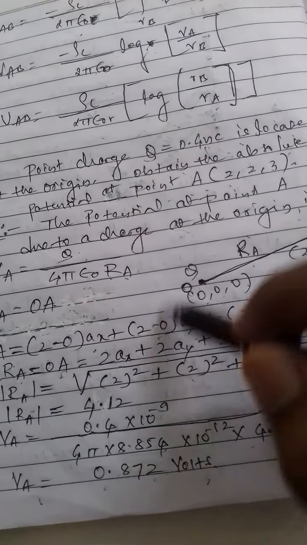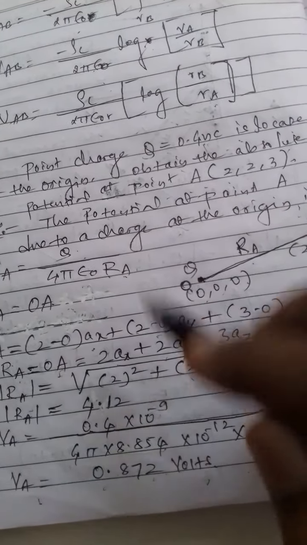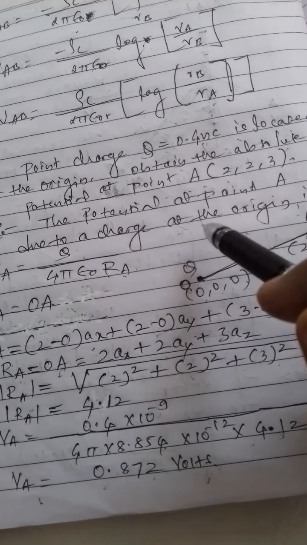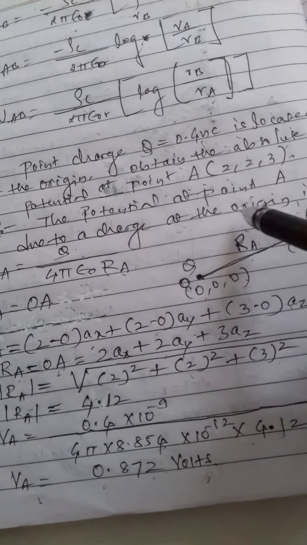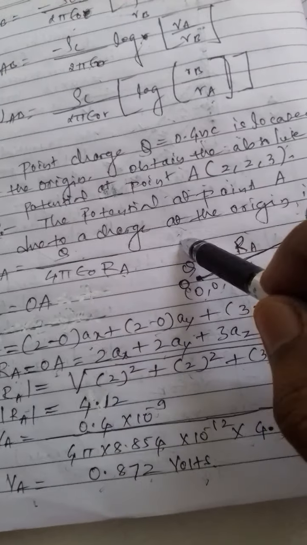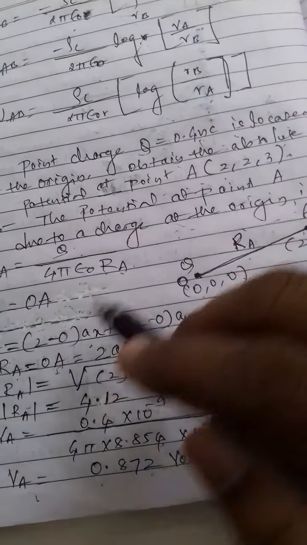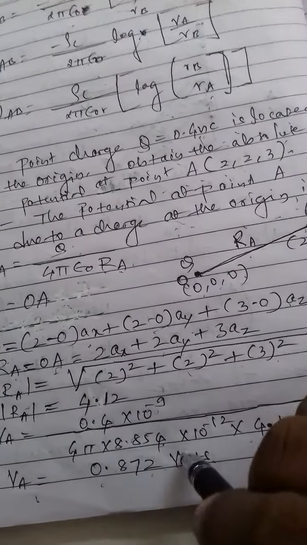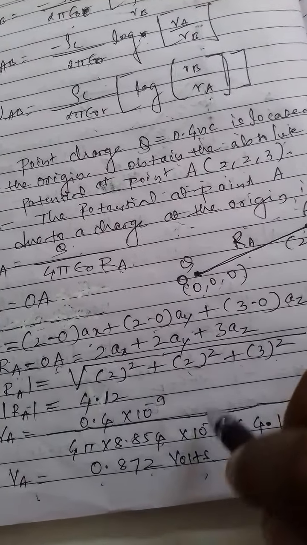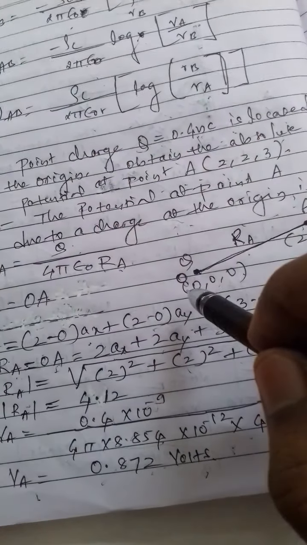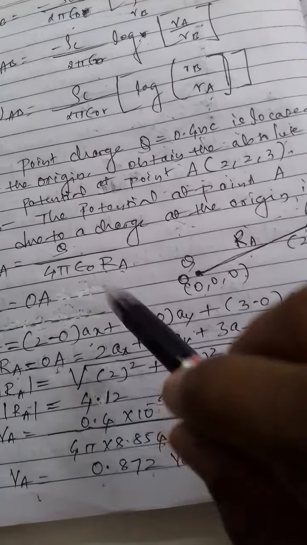This one is the absolute potential at a point A due to a charge at the origin. So here you have determined the potential at a point due to a charge q located at the origin.